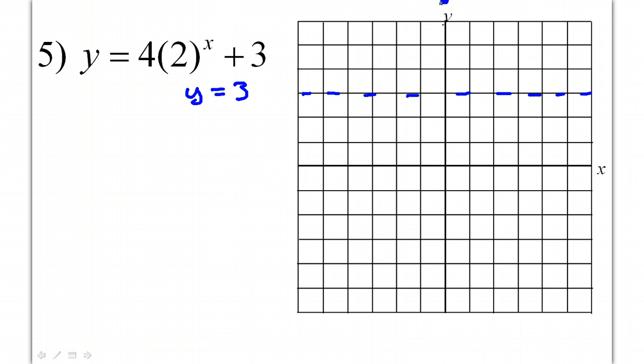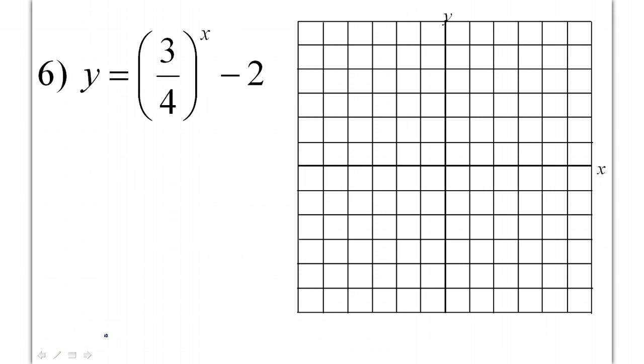Margaret, am I going to be going away from the asymptote like this, or am I going to be going towards the asymptote like this? Away. 2 is bigger than 1, so I should be going away like this. So when you draw your graph, it should be doing like this. Okay?